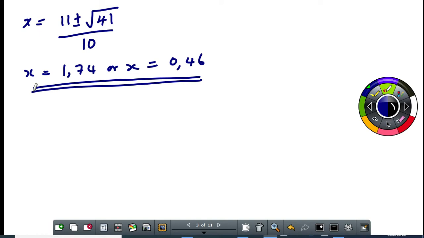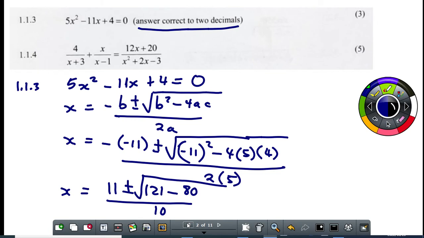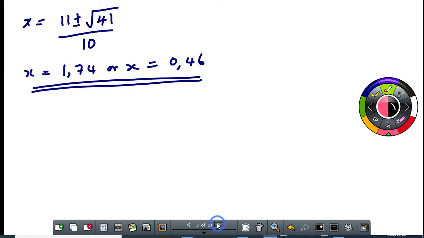So 1 mark for each answer, then 1 mark for correct substitution. So this step here is very important. If you don't get that step, you lose the mark. Then that's a mark, and that's also. So that's 3. All right. Yeah, you have to be a guru of solving quadratic equations.